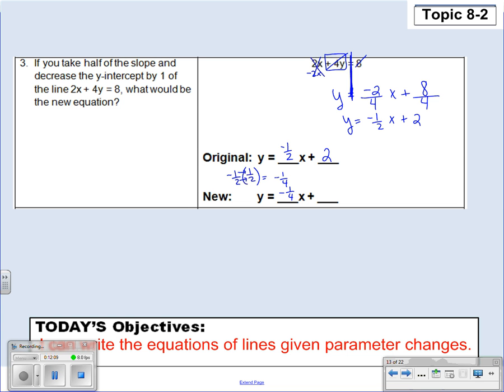Next, we're going to decrease the y-intercept. We're decreasing the y-intercept by 1. So my original was 2. We decrease it by 1. It is now a 1. So our new equation is y equals negative 1/4 x plus 1.